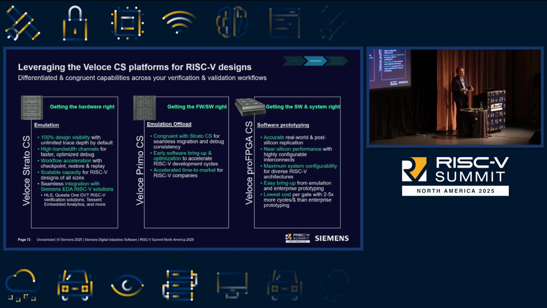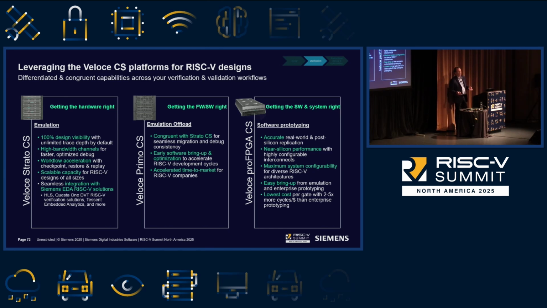Kind of moving on to now getting your firmware and your software right. The Veloce Primo platform is an enterprise prototyping platform that allows you to deal with early software bring-up and accelerate that bit. Whereas moving on to your benchtop is the Veloce Pro FPGA platform, which is a smaller, individual prototyping platform that is the lowest cost per gate in the overall platform.